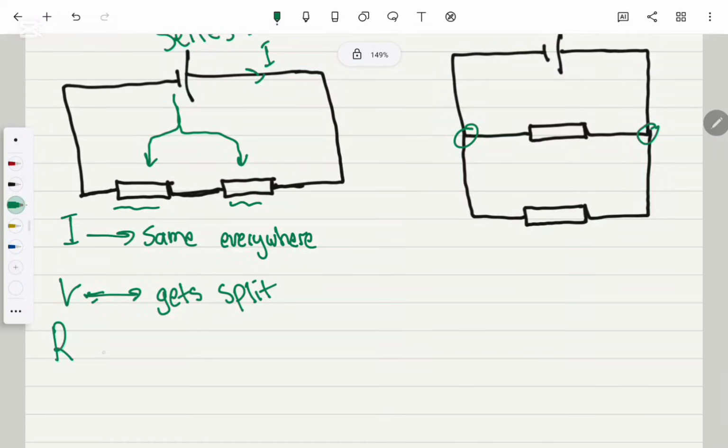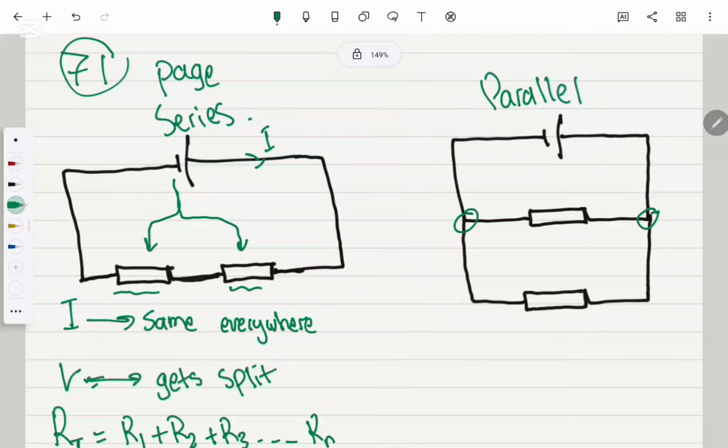Lastly, though it's very rare for them to ask the question about this, if it asks you for the total resistance, all you need to do is add up all the resistances. Okay? And so on, depending on how many resistances you have.